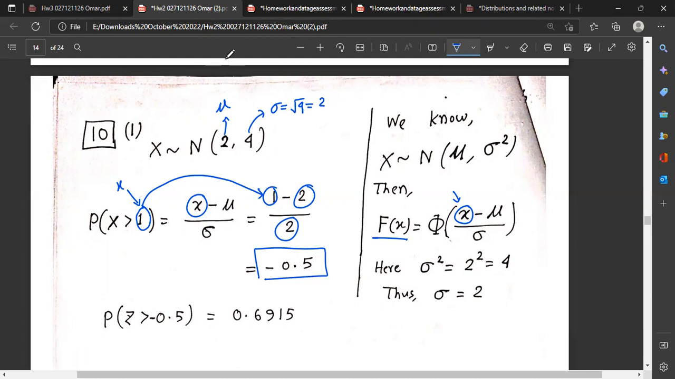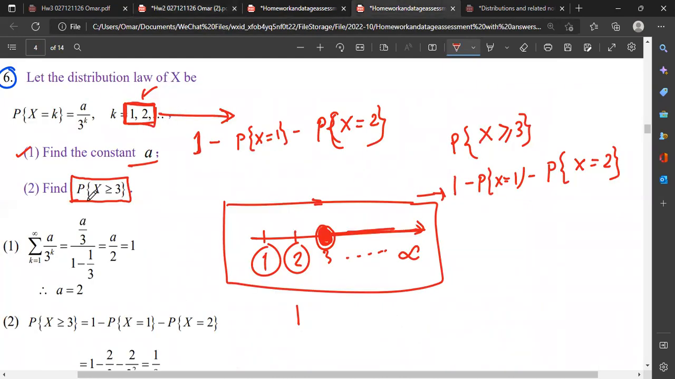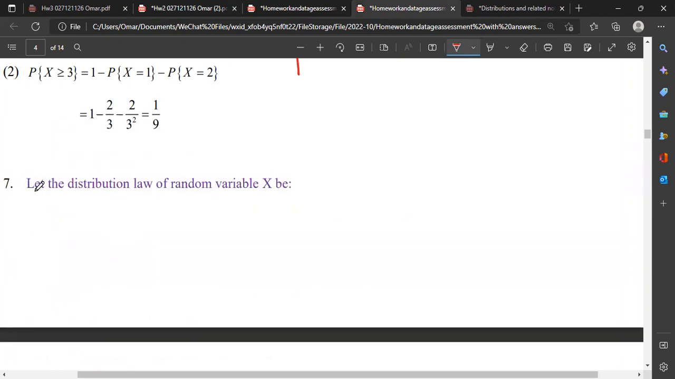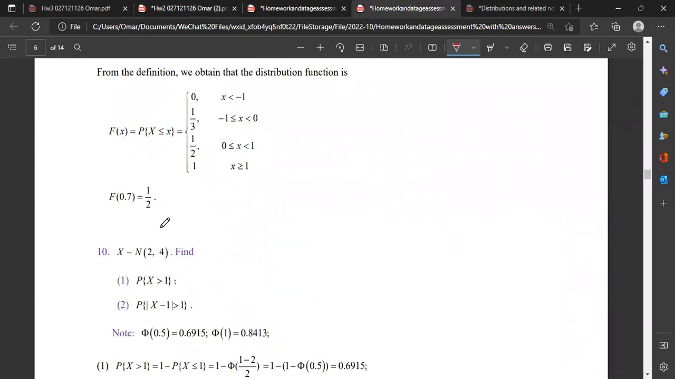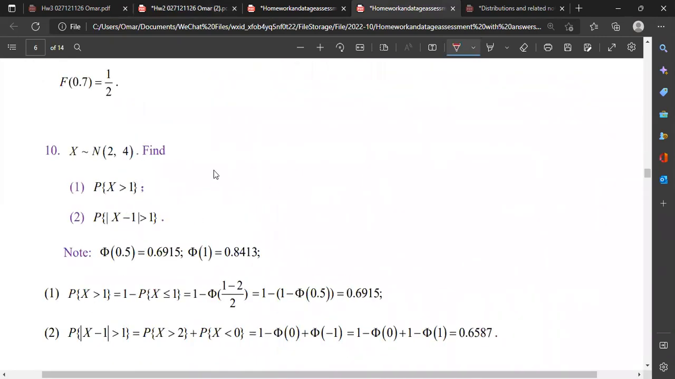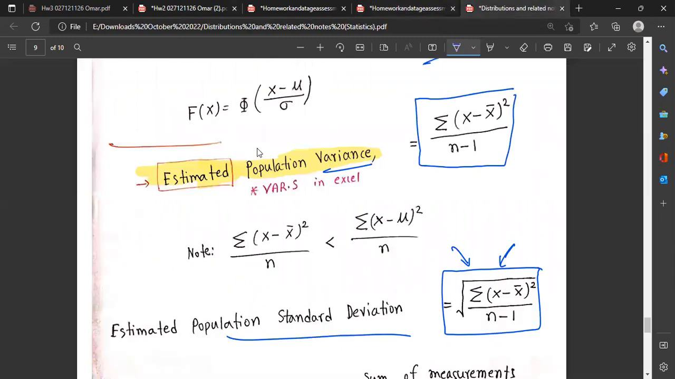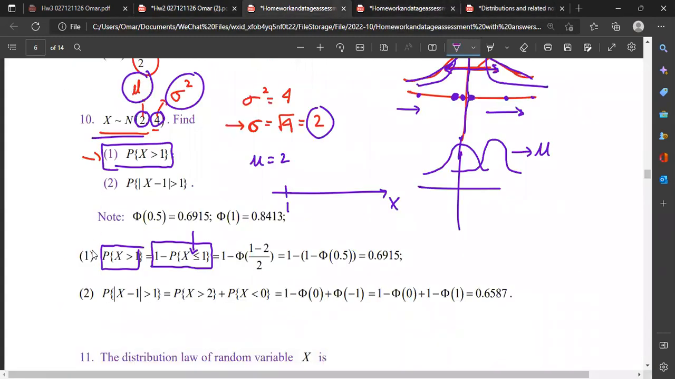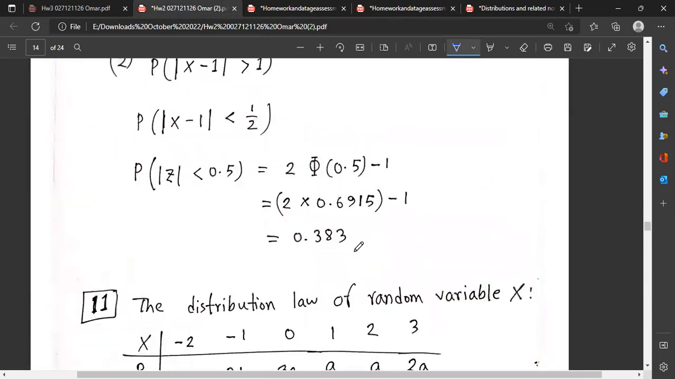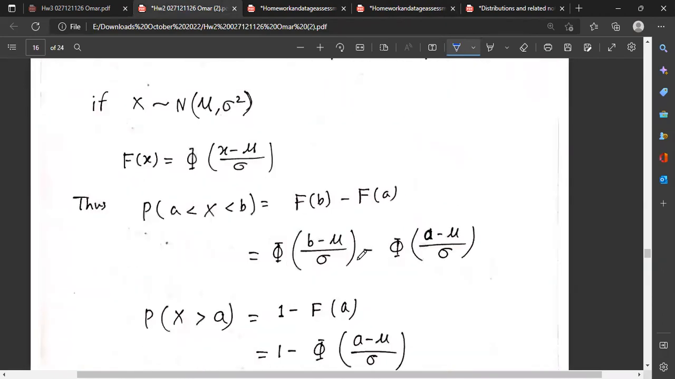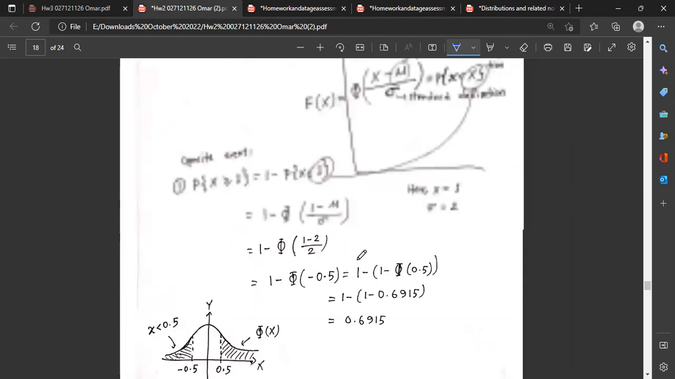And now let's see number 2. Probability of absolute value of x minus 1 is greater than 1. So we know that for absolute value of, okay, let me go here, number 10. Okay, here, okay.